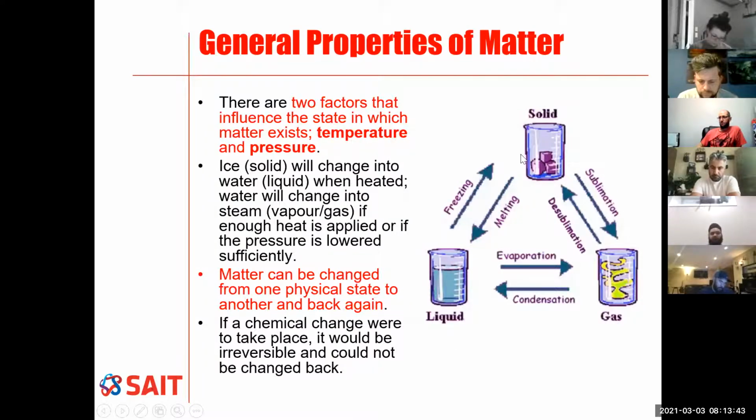Okay, so there's two factors that influence the state in which matter exists, and that is temperature and pressure. We should already know that. And of course, ice, as a solid, will change into a liquid when heated. And also, water will change into a vapor or a gas when even more heat is applied. So matter can be changed from one state to another and even back again, because we can get it going backwards as well if we put enough pressure on there.